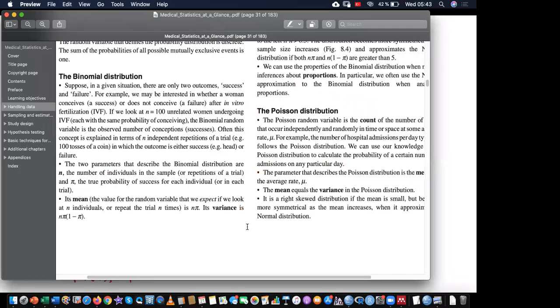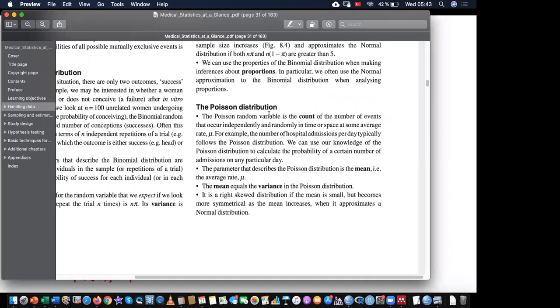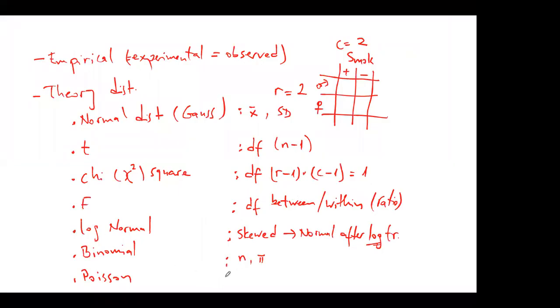A Poisson distribution is used for discrete variables, for counts, the number of events occurring, such as the number of people discharged daily in a hospital, which cannot have decimals. It is full numbers. And the parameter that describes the Poisson distribution is the mean, the average of the counts. If you have a Poisson distribution, it is the mu, the average.